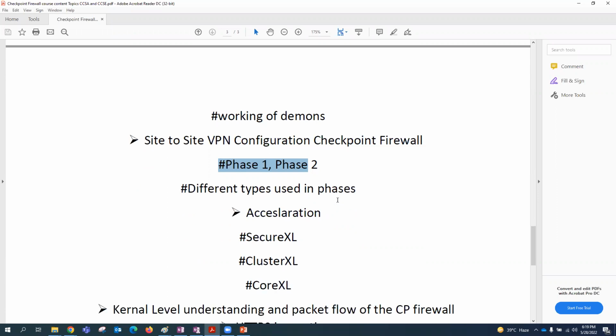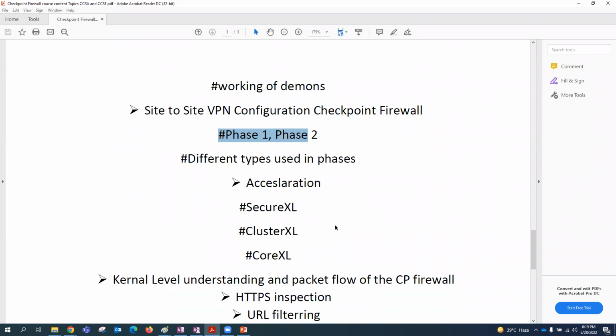And then there will be some kernel-level discussion, because this course is CCSA plus CCSE. When we talk about CCSE, it's an expert-level certification. If you are CCSE trained or certified, it is expected that you have a good understanding of the kernel of the firewall. So we'll be having different types of discussion on the kernel.